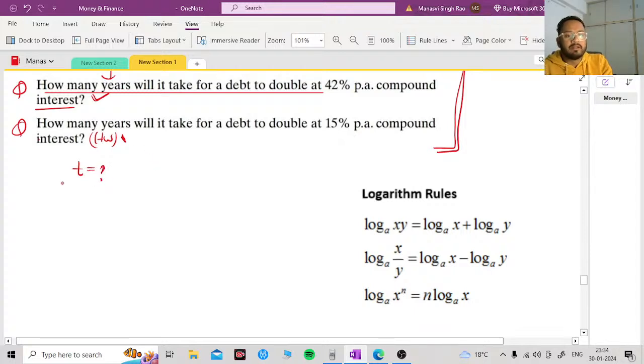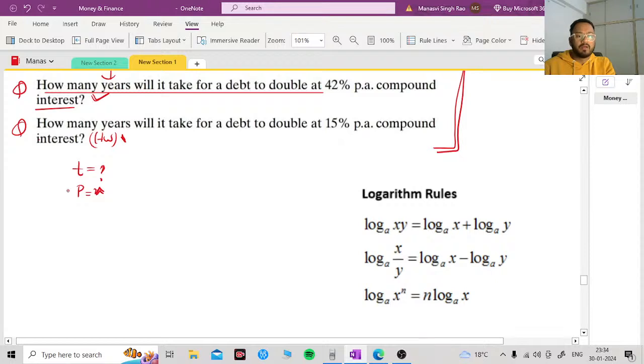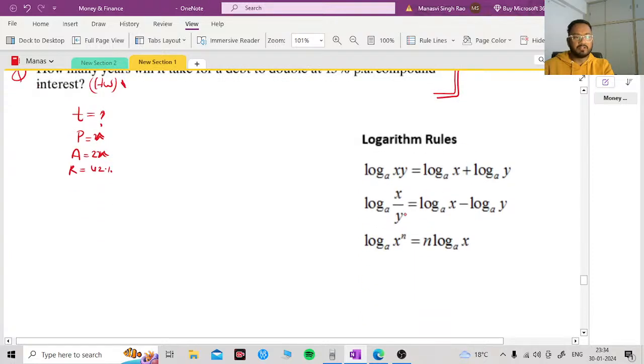Now you don't know the principal amount, right? So you can take principal as x. And now because your debt is doubled, your amount should be 2x. Your debt is double means your amount should be 2x, right? And the rate of interest is 42%. Done. Now, when to use logarithm, I will tell you. But let's start the question now.